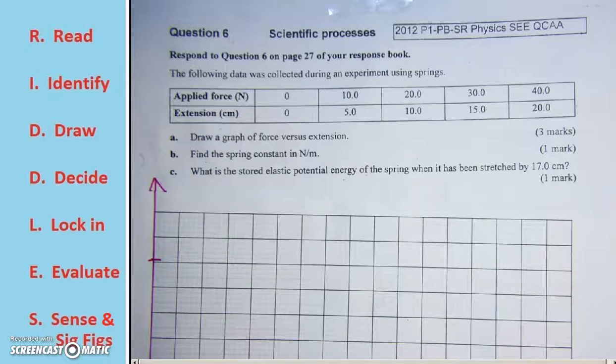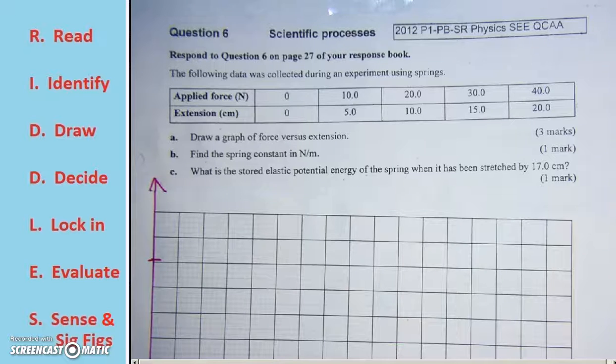The following data was collected during an experiment using springs. We have forces running from 0 to 40 newtons, and extensions running from 0 to 20 centimeters. Part A, draw a graph of force versus extension, worth 3 marks. Part B, find the spring constant, which is the gradient of our force extension graph. And Part C, find the stored elastic potential energy in the spring when it has been stretched by 17 centimeters, worth 1 mark.